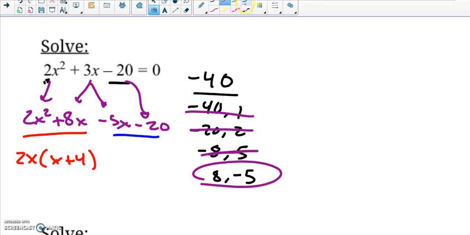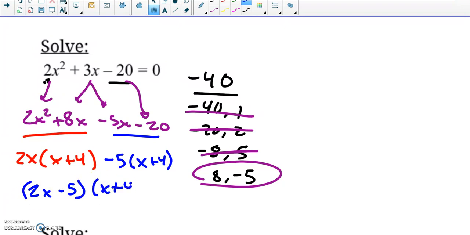What can I take out of both of those? Well, they're both negative. And I can also take a 5 out of both of them. I'm left with x. Negative 5 times what is negative 20? Well, positive 4. So then it must factor to 2x minus 5 times x plus 4.